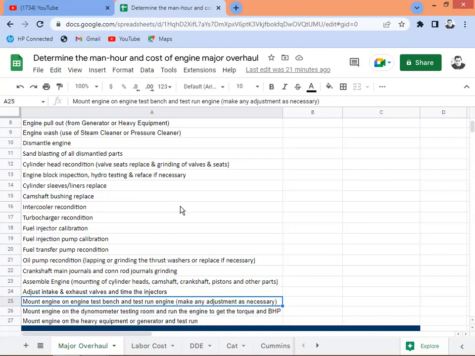Installation of the engine to the dynamometer. Okay, why is this being done? This is being done because the mechanic wants to make sure that the engine achieves the right torque. There are only two things to be achieved from this overhauling: getting the torque and also the brake horsepower.